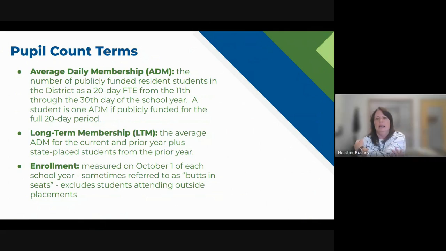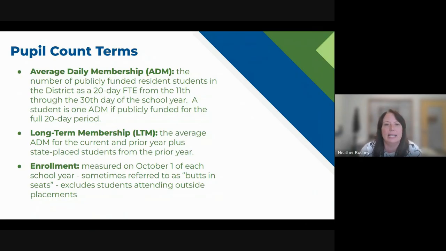Okay. Yes. Because under average daily membership, it's not about butts in seats. It's about who is our student. And so even if we have a student who is outside placed, that student is counted because we have to pay for that student. Even though they're not sitting in our classroom, they're not part of our class size calculation. They are the responsibility of Essex Westford, and we're paying for them to go to a different school. Okay, that helps. Thank you. Yeah. It's very confusing because depending on what you're talking about will get you very different counts.